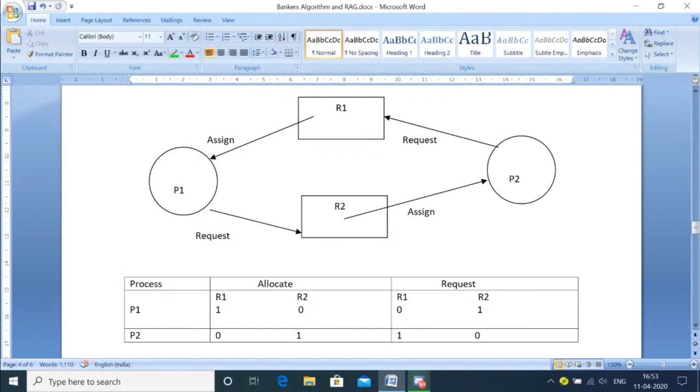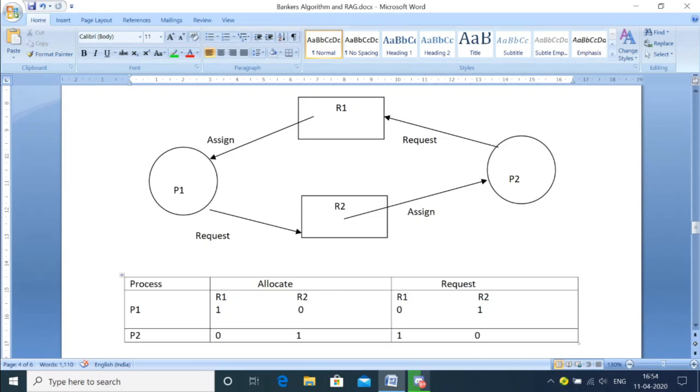So for process P1, what is it requesting? It is requesting for whom? For process P1, it is requesting R2. So process P1 is requesting R2, okay? And R1 is 0, because R1 is already allocated.